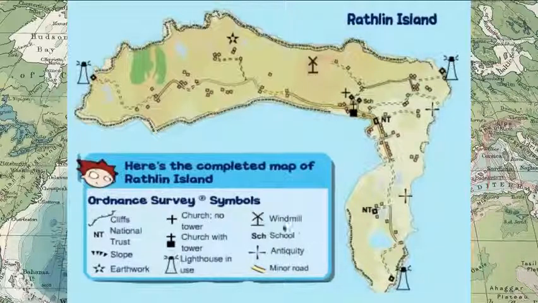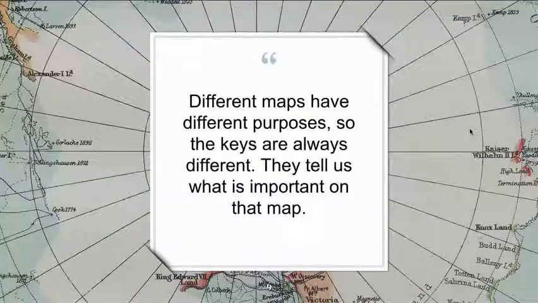I want you to point at a windmill on this map. Look for the symbol for a windmill. Oh, that's right. Here's a windmill. That is how a key can help us understand. Different maps have different purposes, so the keys are always different. They tell us what is important on that map.